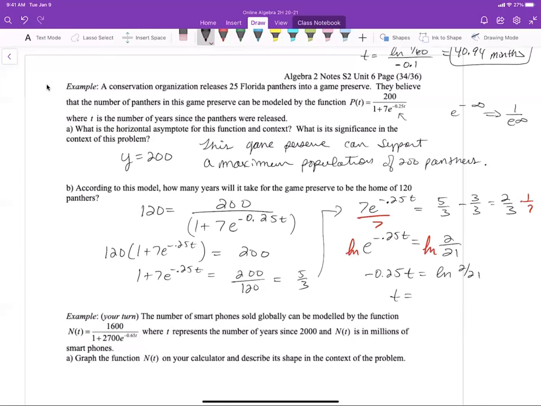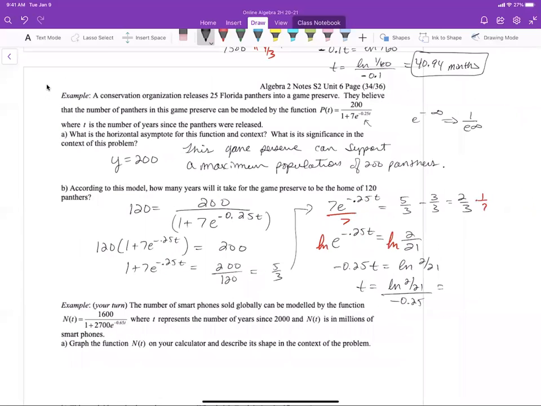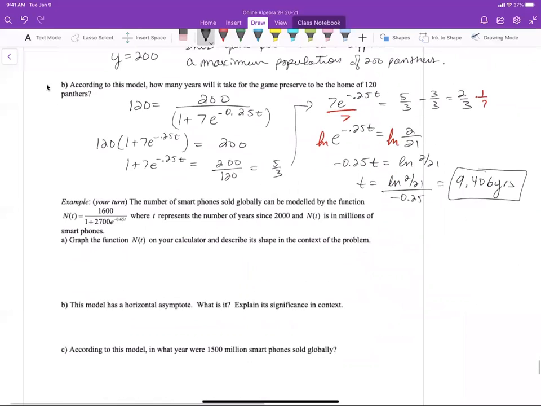And then I will divide both sides by negative 0.25: the natural log of 2 over 21 divided by negative 0.25. Plug that into your calculator, and I get 9.406. And we need to confirm what the units are: t is the number of years, so that's why I know the units are years. There we go. All right, try one yourself.